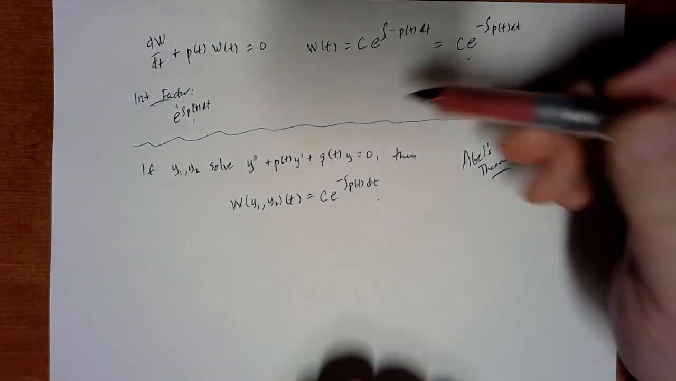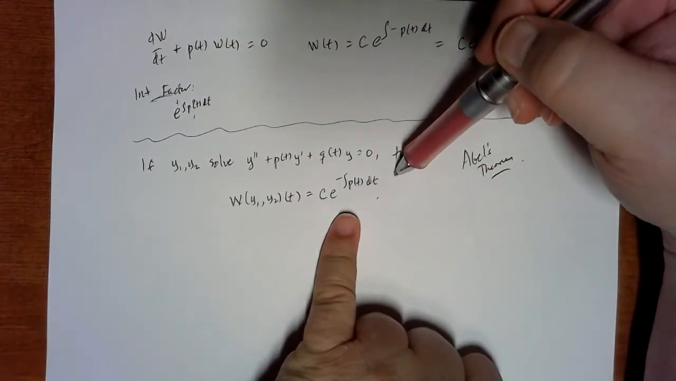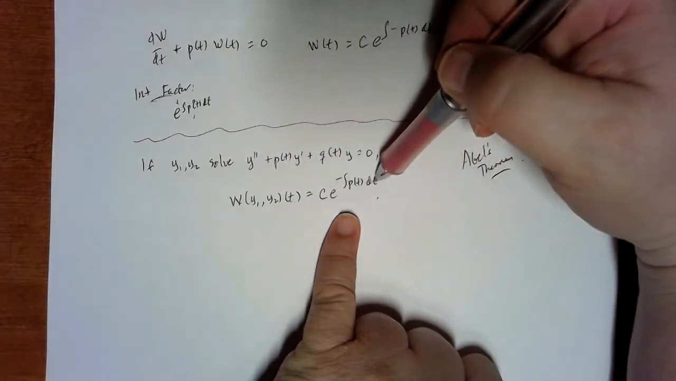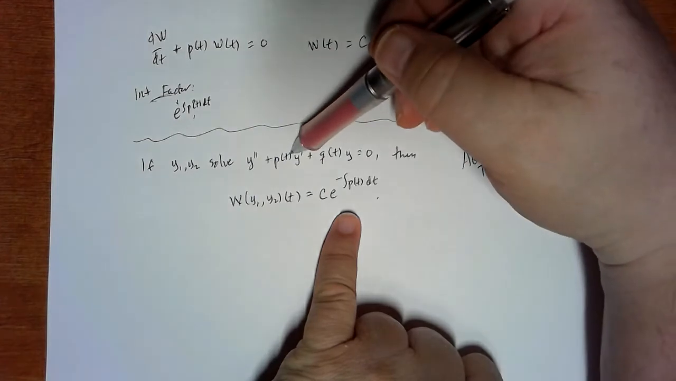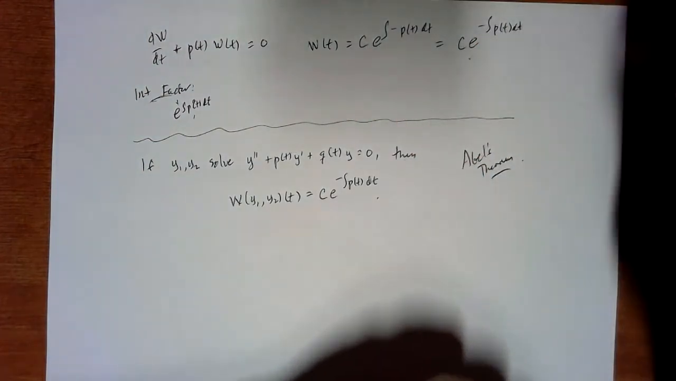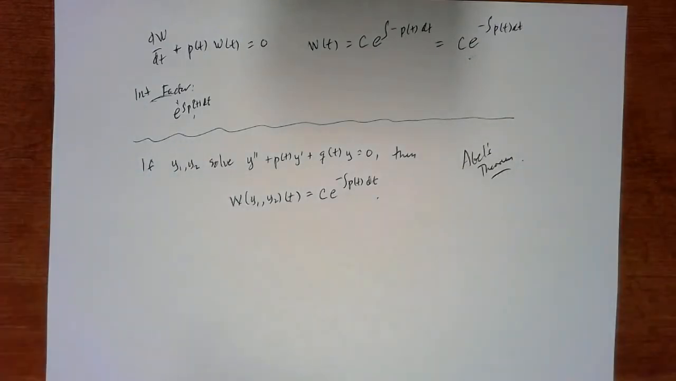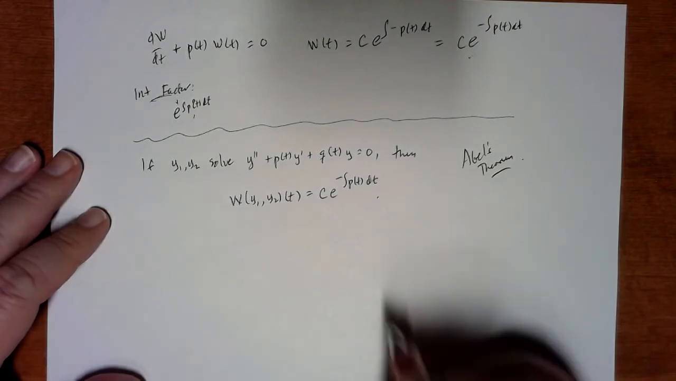Do you see what's going on here? Why this is such an amazing result? This Wronskian, does it depend on y1 and y2? No, it depends on p of t. Wow, that's weird. That's really weird. Well, maybe not real weird. Okay, it's kind of weird. So that's Abel's theorem.